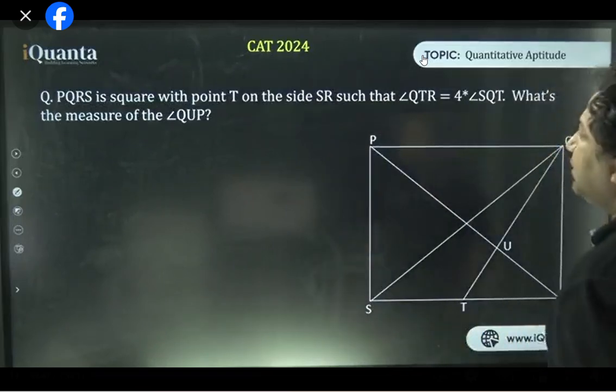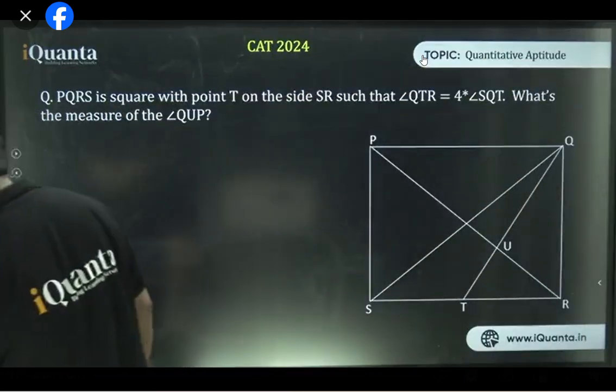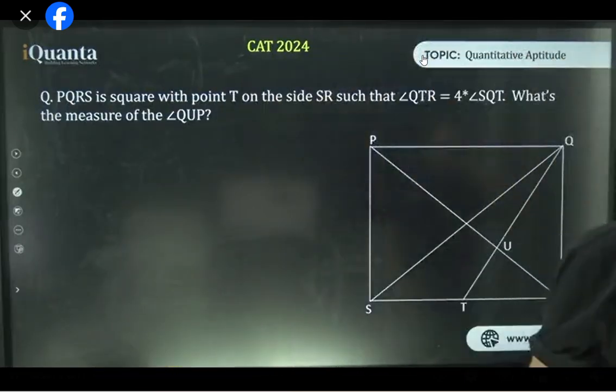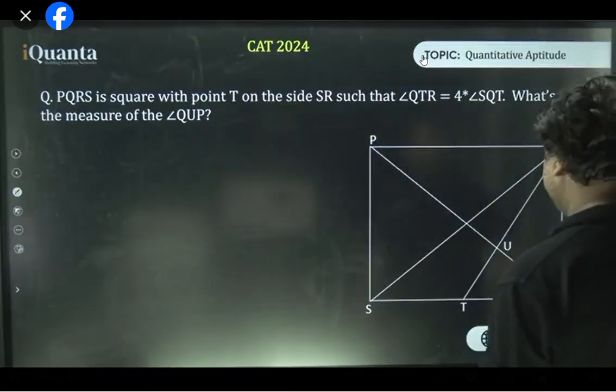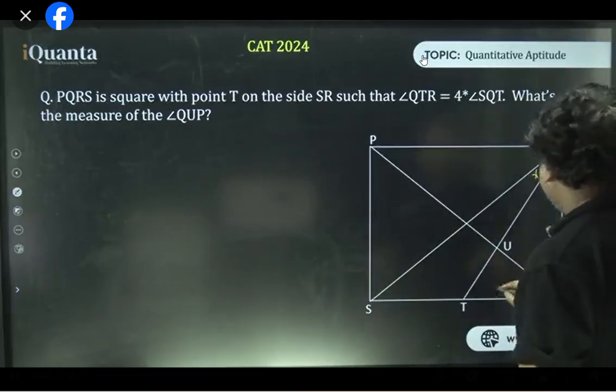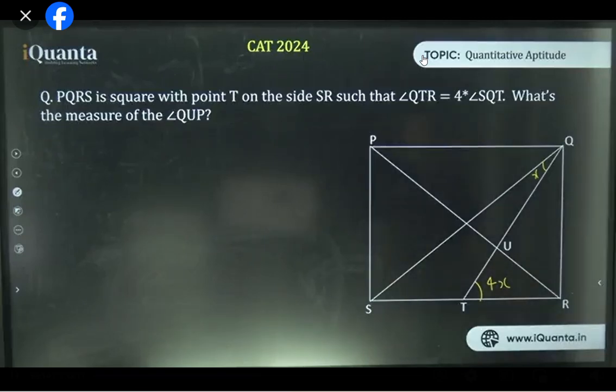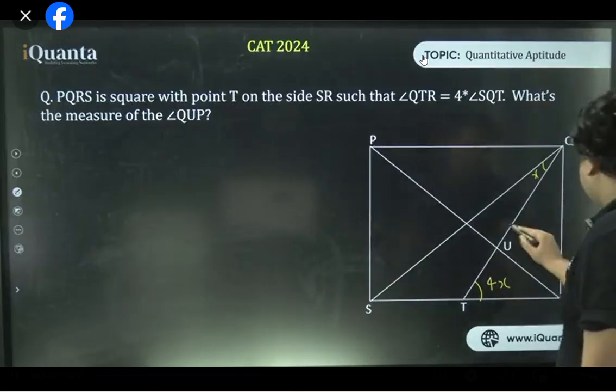PQRS is a square, very good, with point T on the side SR, such that angle QTR is 4 times angle SQT. So if this one is X, then QTR will be 4X. Okay, we can say that. Perfect. What's the measure of the angle QUP? This is what we need to find out.